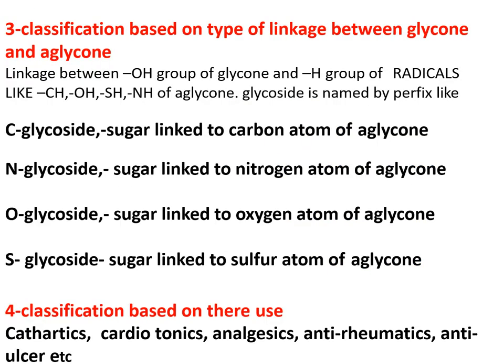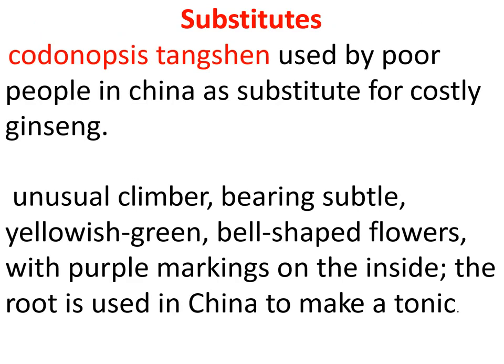Then the third classification is based on the type of linkage between glycon and aglycon. Already we discussed: if the linkage is through carbon, then it is called C glycoside. If it is through an O group, then it is O glycoside, and if it is nitrogen, then N glycoside, and S glycoside in case of a sulfur atom of the aglycon. Then classification based on their uses, like cathartic glycoside, cardiac tonic glycoside, analgesic and anti-rheumatic glycoside, anti-ulcer, etc. Then substitutes: Codonopsis is used by poor people in China as a substitute for costly ginseng.